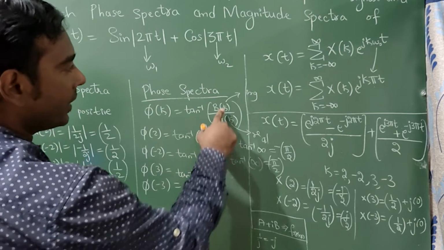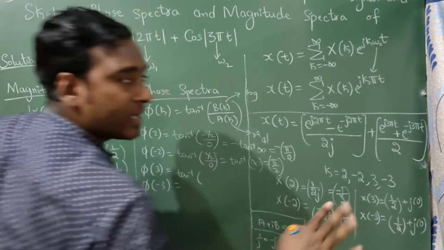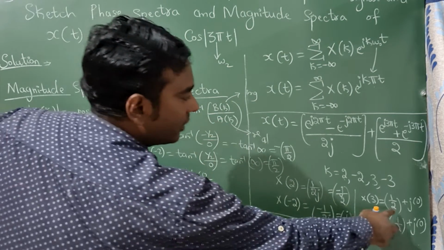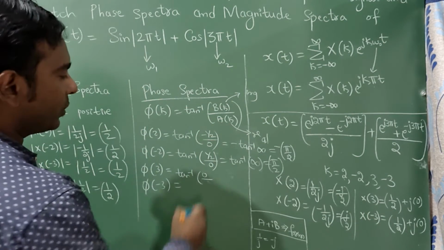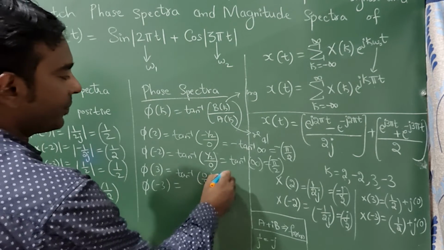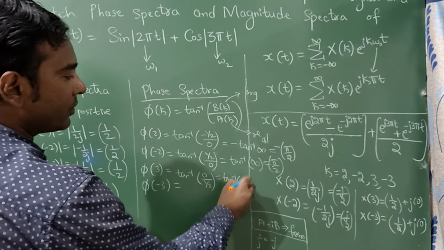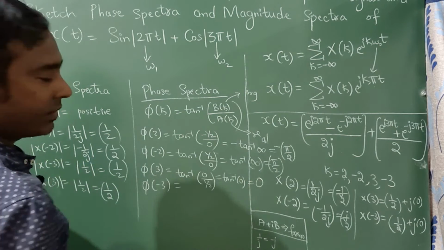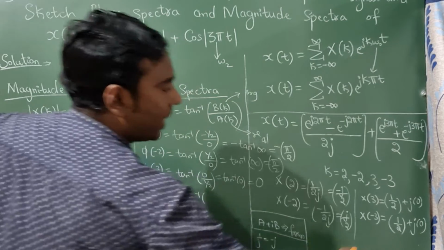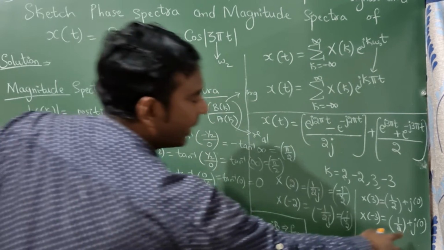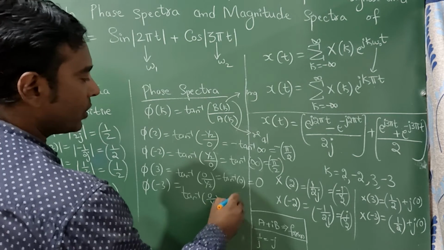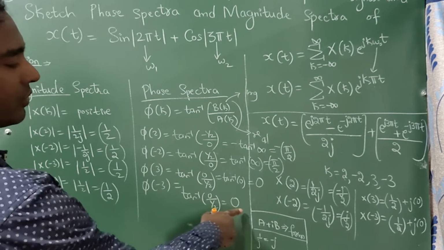Tan inverse of imaginary part. You don't have imaginary part. So it is 0. A of k is what? 1 by 2. 0 upon anything is 0. So tan inverse of 0 is 0 itself. Next, tan inverse of real part is 1 by 2, imaginary part is 0. 0 divided by 1 by 2, so it is 0 because tan inverse of 0 is 0.